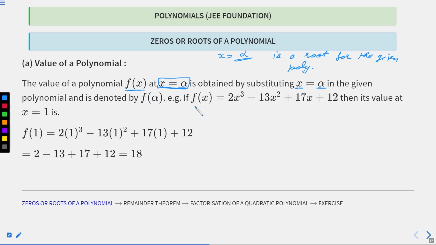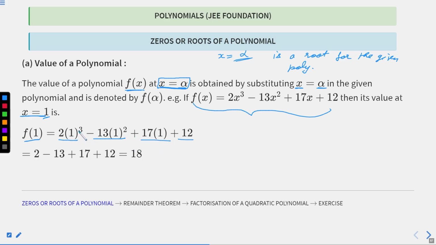For example, if my polynomial is f(x) equals 2x cube minus 13x square plus 17x plus 12, now the value of the polynomial at 1. So we are talking about the value of the polynomial at 1. Just replace all the x variables by the constant value 1. So f(x) will be f(1): 2x cube becomes 2 times 1 cube, minus 13x square becomes minus 13 times 1 square, and so on, 17 times 1 and 12.